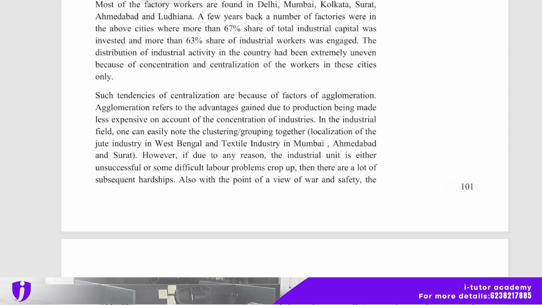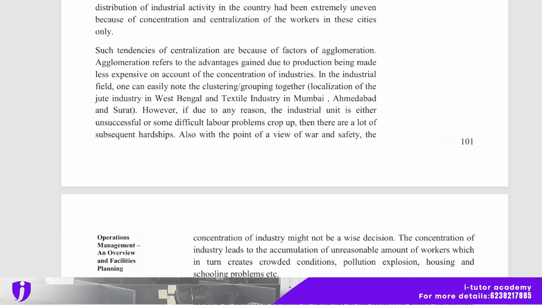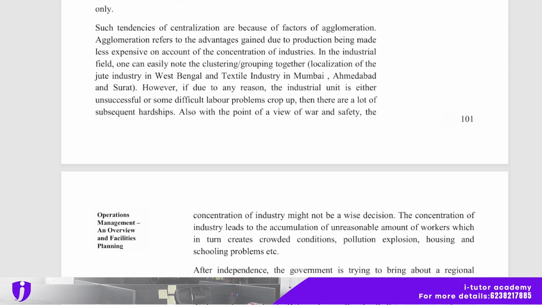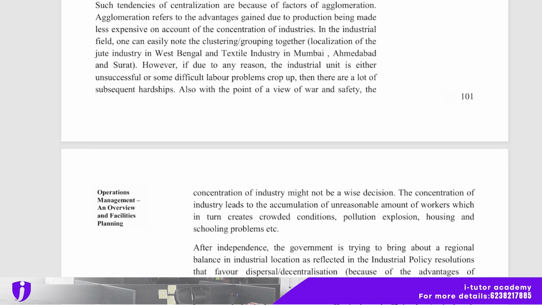The distribution of industrial activity in the country had been extremely uneven because of concentration and centralization of the workers in the cities only. Such tendencies of centralization are because of factors of agglomeration. Agglomeration refers to the advantages gained due to production being made less expensive on account of the concentration of industries.